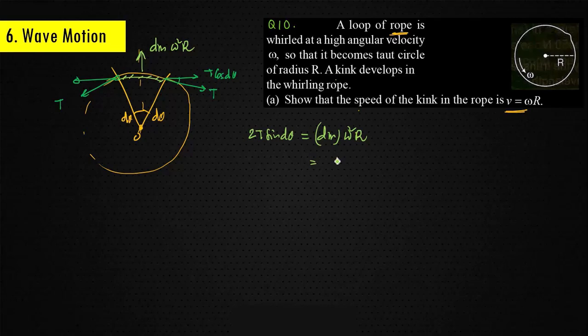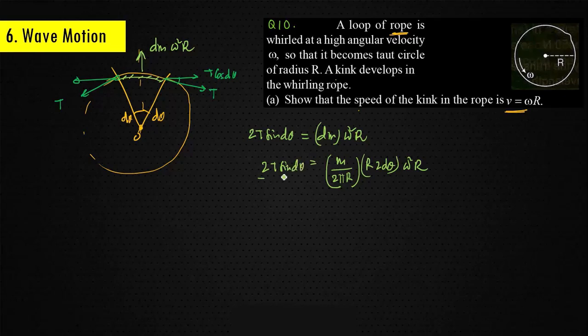Let us say m is the mass. Length of the rope is how much? 2 pi capital R. Okay. Into R times 2 d theta. R times 2 d theta is the length. Multiplied by omega square into R. And that is equal to 2T sine of d theta.